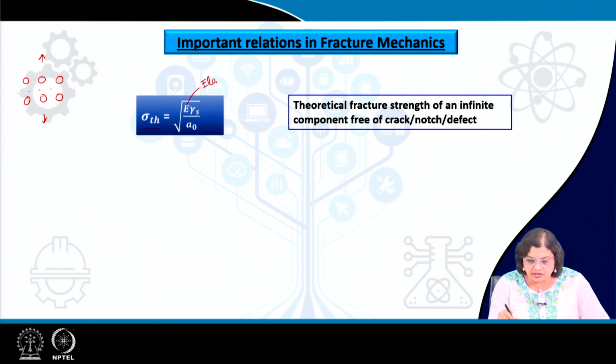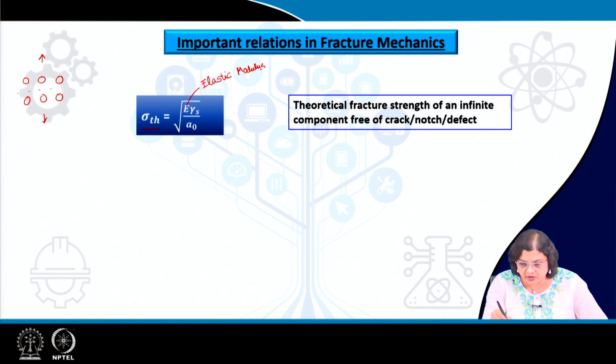So, let me write these terms. E is the symbol for elastic modulus, and gamma S is known as the surface energy, whereas A0 is the interatomic distance.